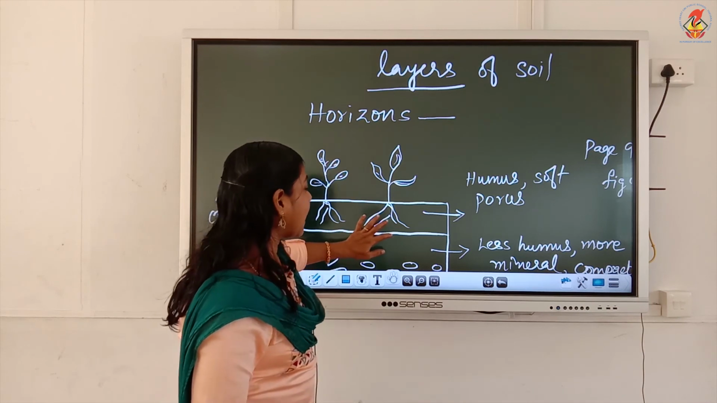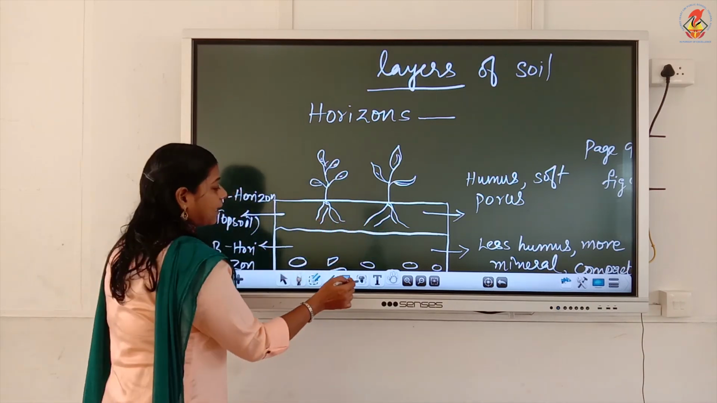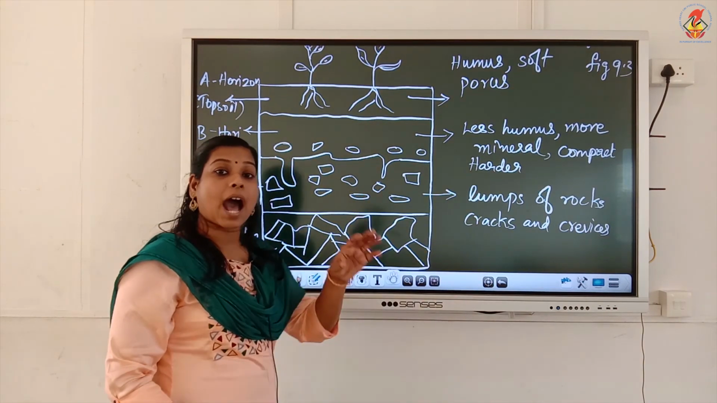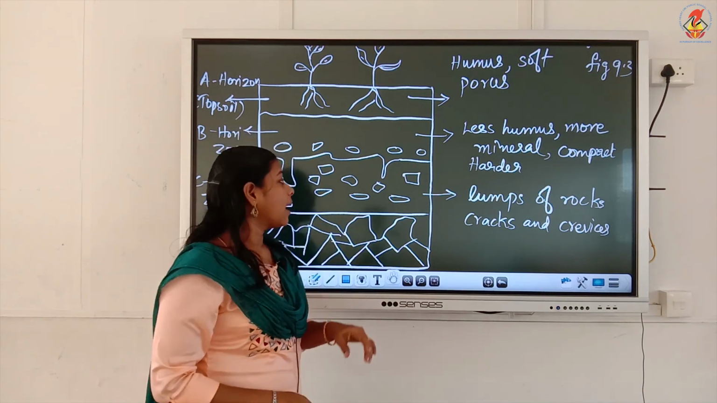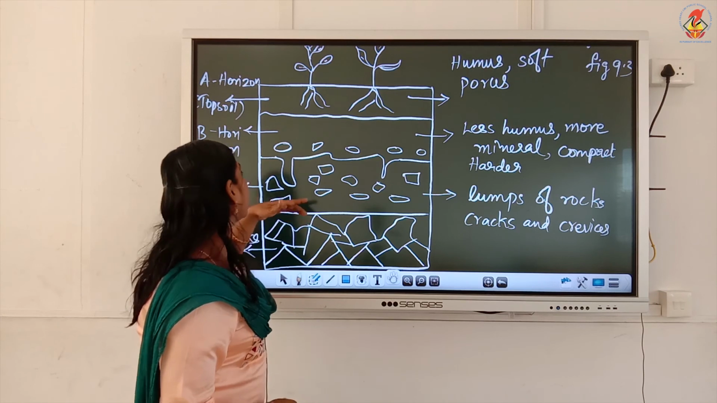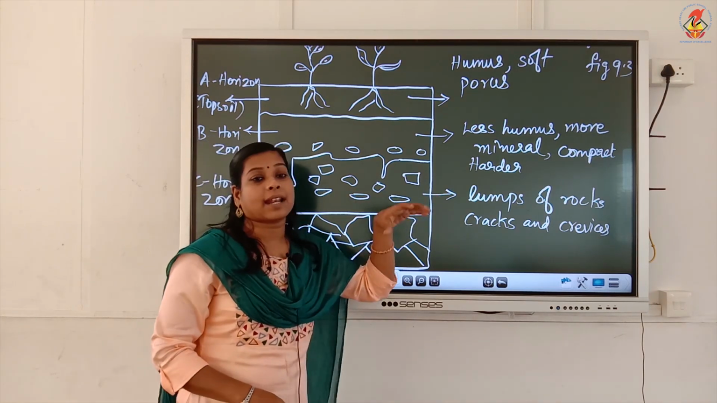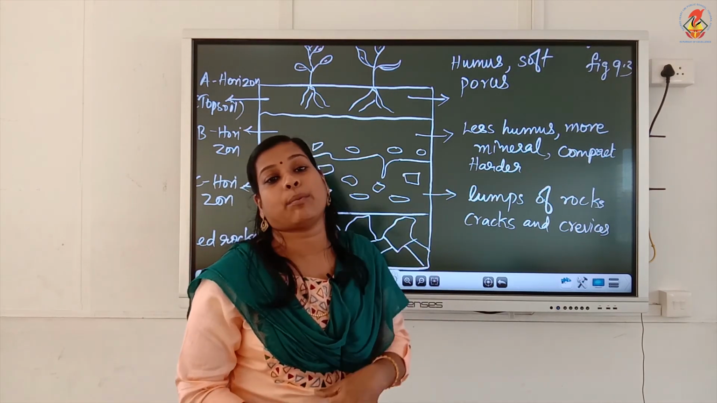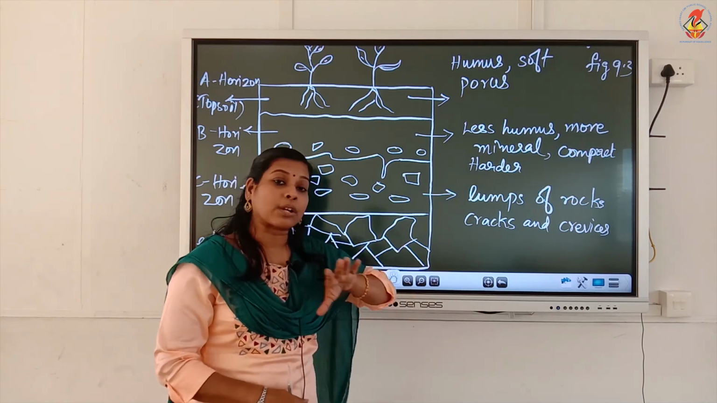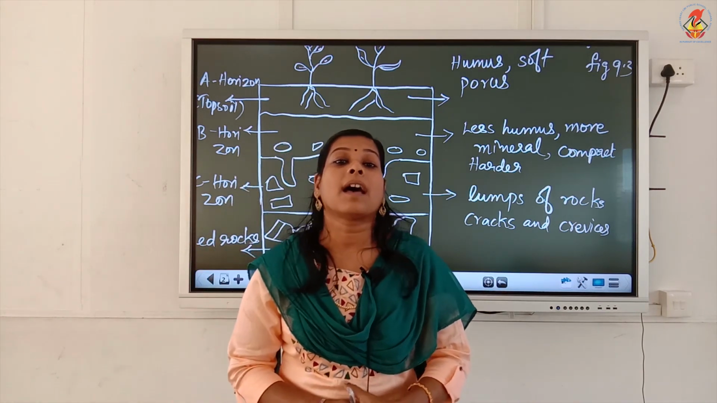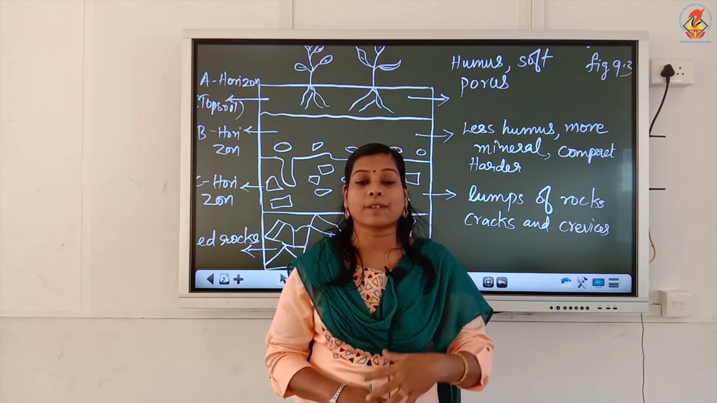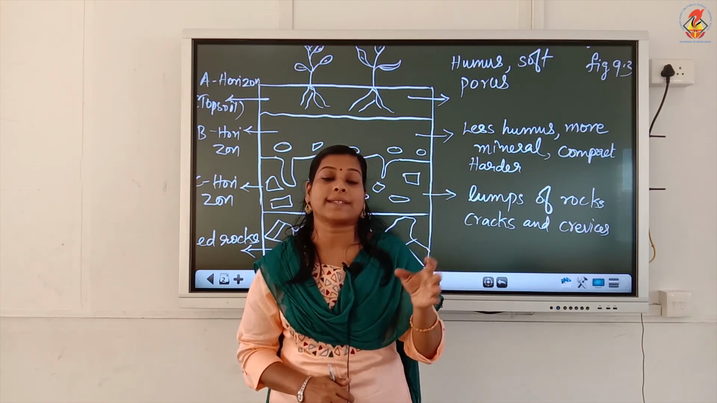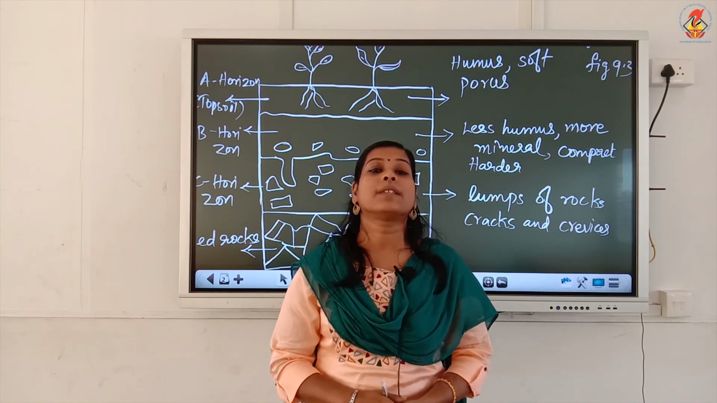Then the second layer is the B horizon, where there is less humus and more minerals. It is a harder and more compact layer. Then moving further down, we can see the C horizon, a layer containing lumps of rocks, with cracks and crevices between the rocks. Below that only rocks can be seen, and they are very difficult to dig with a spade. These are the different layers of soil: A horizon, B horizon, C horizon and bedrock. Hope this much is clear to you.